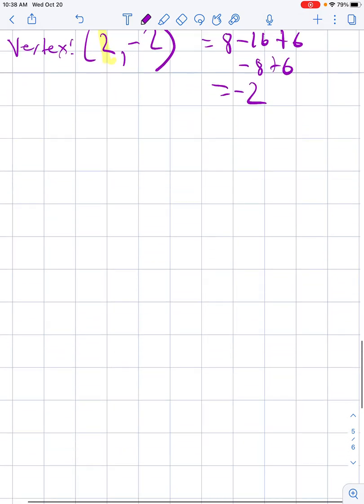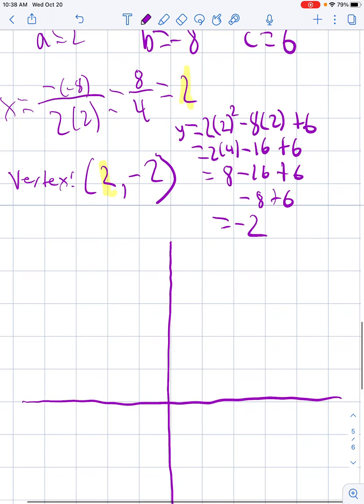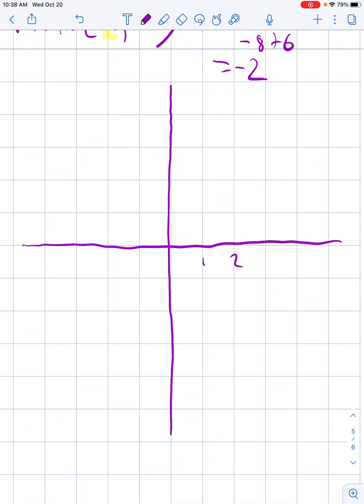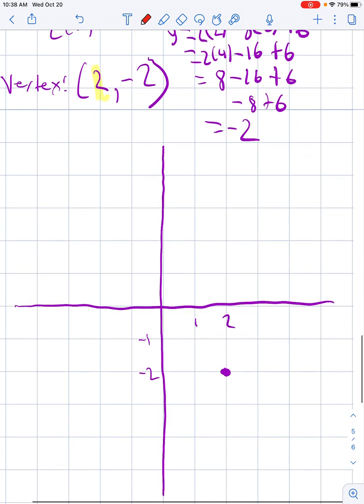So we can start by drawing that, okay? If I'm going to graph this, I've got something like this, and I know that my vertex is at x is 2, y is negative 2. So here's my vertex. I know that my axis of symmetry, which we found when we got our x coordinate, is the line x equals 2. So this is going to be the halfway point.